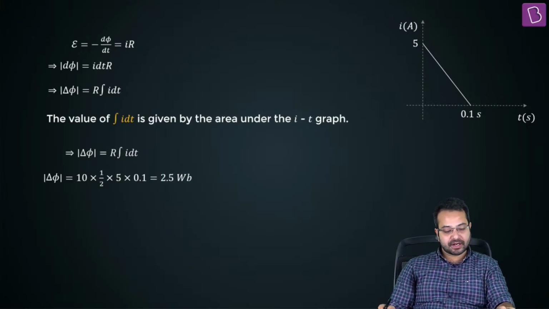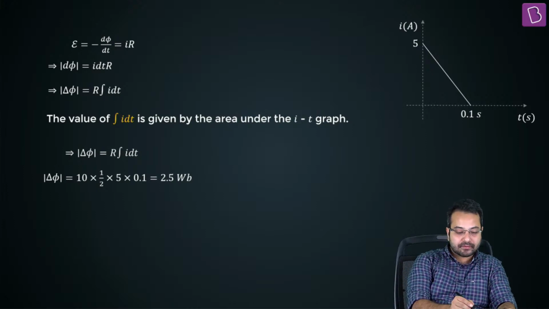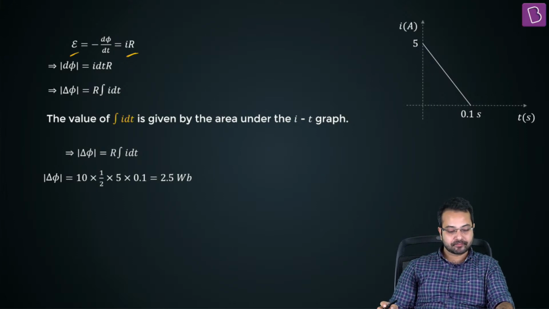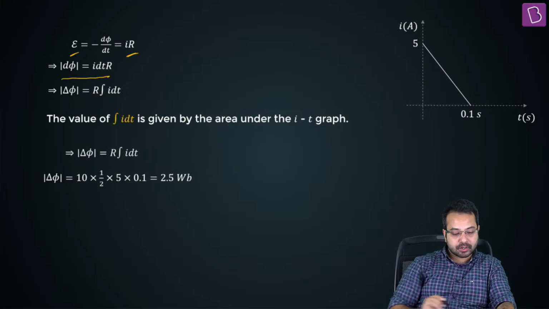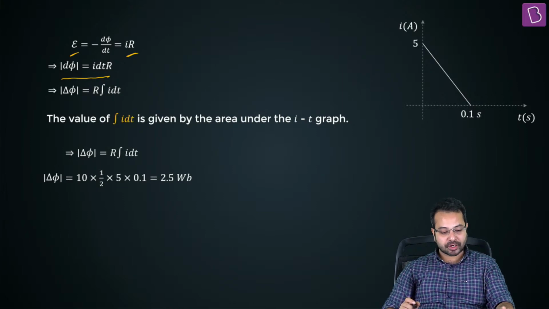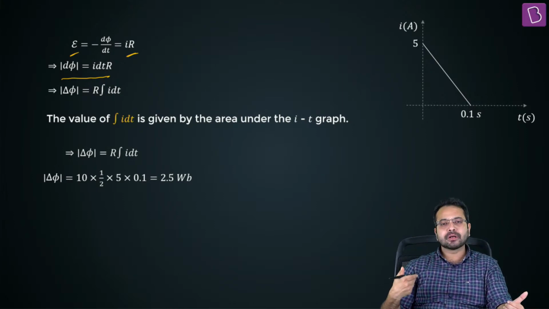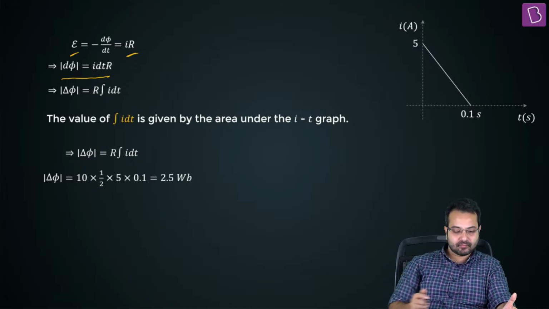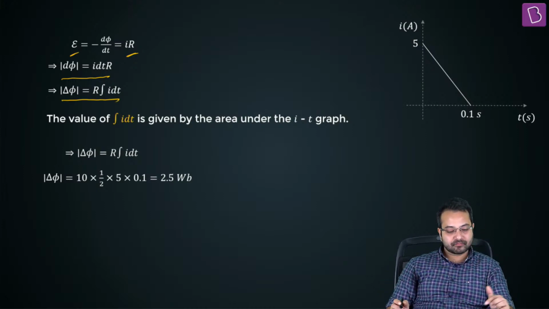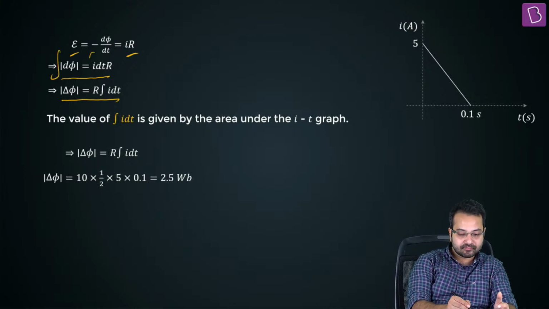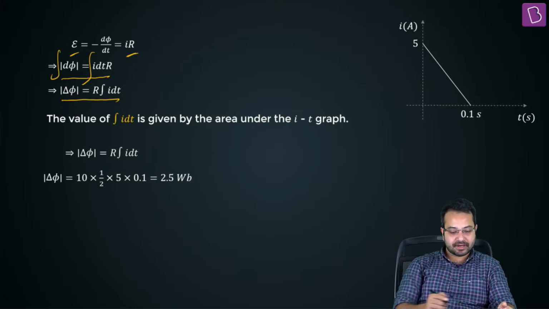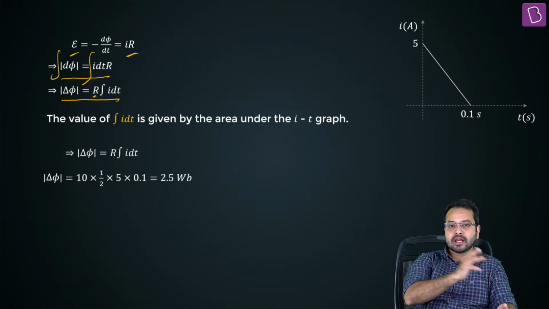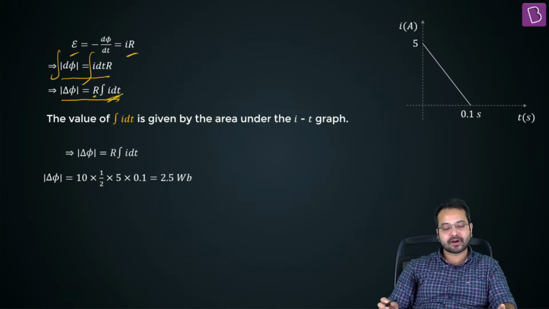E is equal to minus d phi by dt. And whatever is the EMF induced, that is going to be equal to I into R. Is that correct? Okay. So d phi will be equal to I dt into R. Obviously what we are talking about here is the magnitude. We just need the magnitude of change in flux. So I have dropped the minus sign. So delta phi is going to become, so if we integrate on both sides, d phi is going to become delta phi. This will be equal to R, which is a constant. It comes out and then we have integral of I dt.